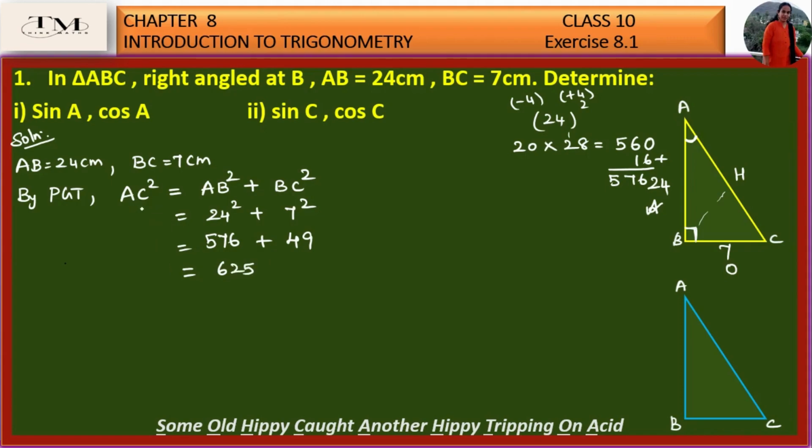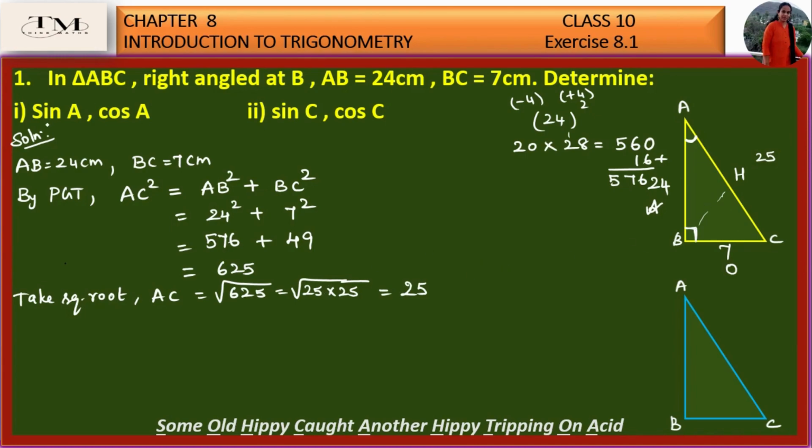Now to get AC, we have to take the square root. If we take square root, power 2 gets cancelled. So AC will be square root of 625. 625 is nothing but 25 into 25. If inside the square root the number is in pair, the answer is that number. So the answer is 25. So AC is equal to 25. Now we got all the sides.